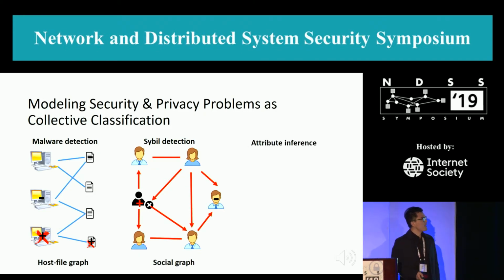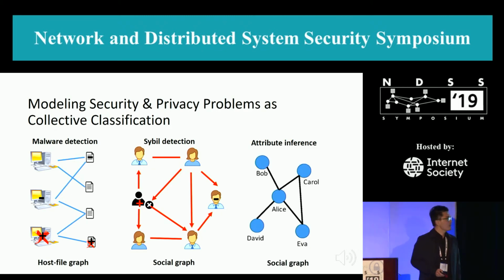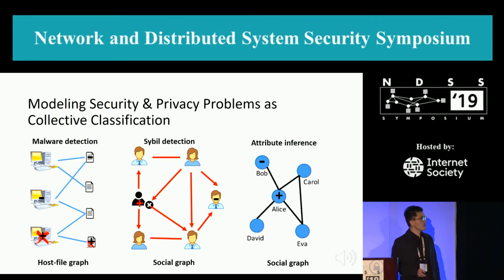Also in the attribute inference attack, the graph is a social graph. Positive means that the user has a certain attribute, and negative means that the user does not have the attribute. For instance, the attribute can be whether the user lives in some city. Positive means that the user once lived or is living in the city, and negative means that the user has never lived in the city.